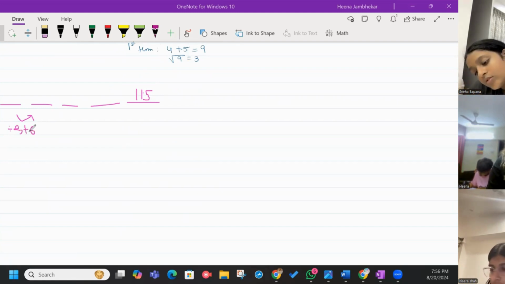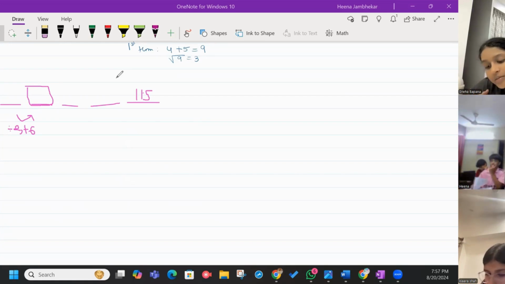Add 6. So now we are moving in reverse. What will we do? Minus 6. First you will do minus 6 and then multiply by 2. Are you understanding this? Which term do we find? The second term. You have to find this term.